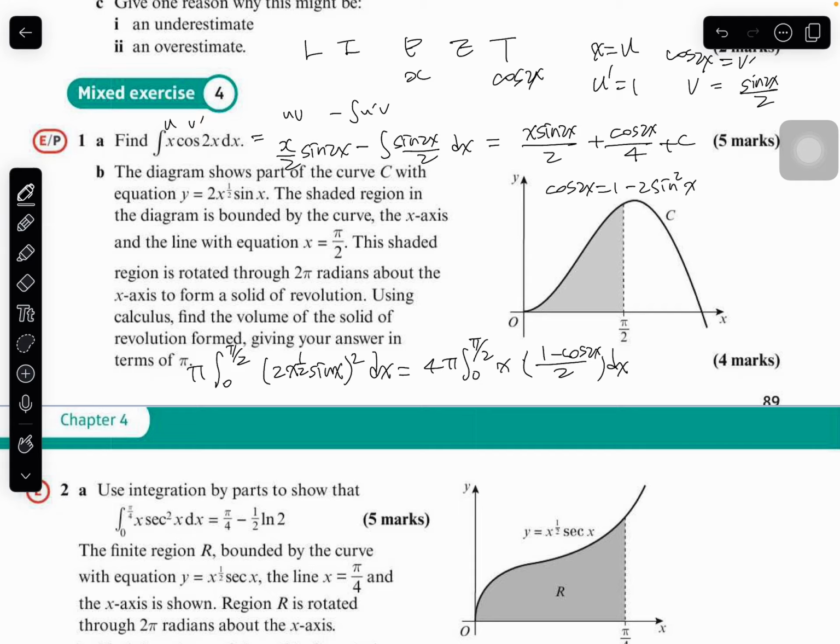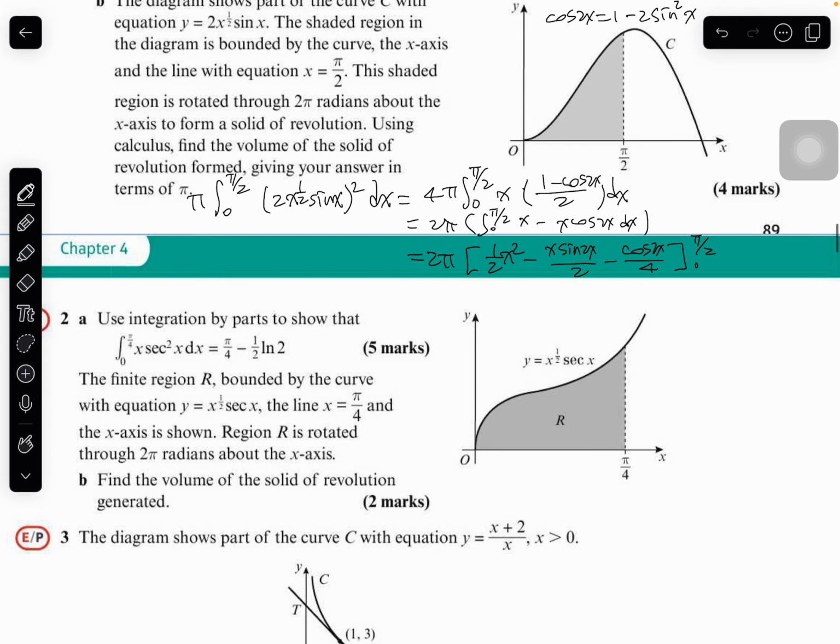So here 2 pi, integral 0 to pi over 2 of x minus x cos 2x dx. 2 pi times 1 over 2 x squared minus, we found, x sine 2x over 2 plus cos 2x over 4, from 0 to pi over 2, and you can calculate it.